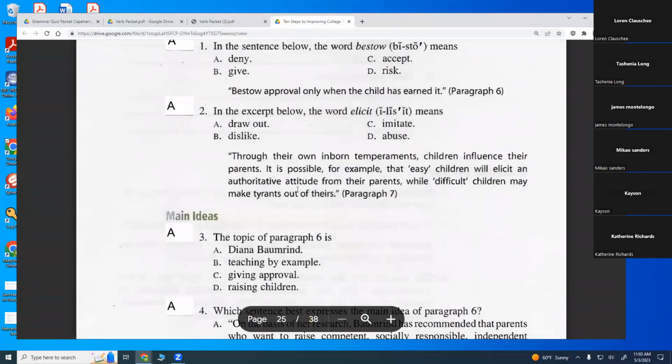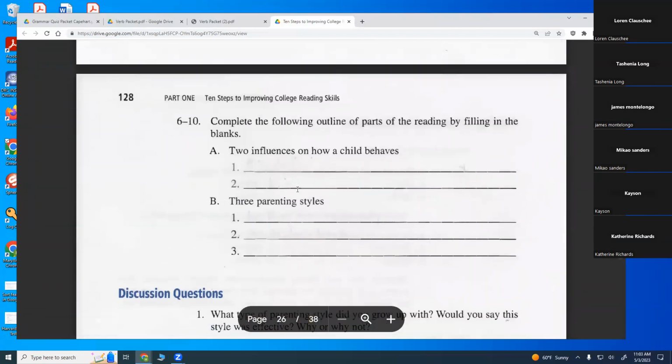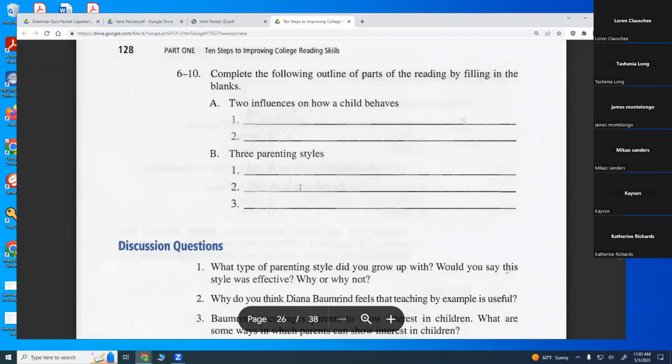All right, this is hard, no doubt. And the 3 parenting styles we already know are authoritative. We have that here in the room. Authoritative, permissive, and what's the other one? The one that's like a dictator.